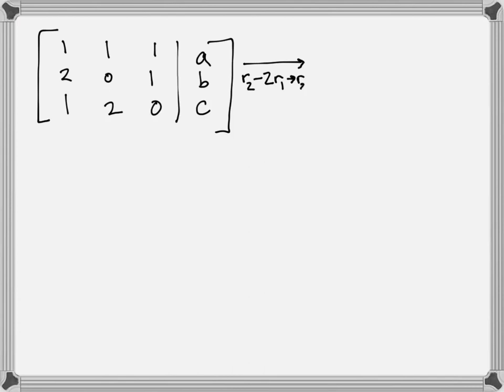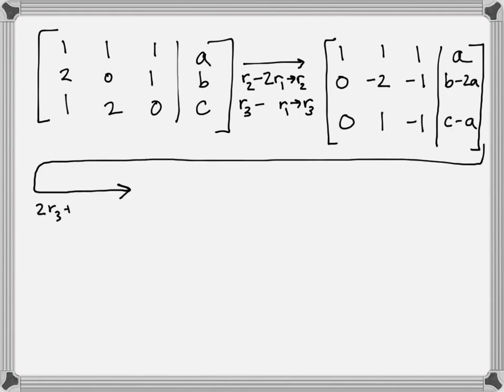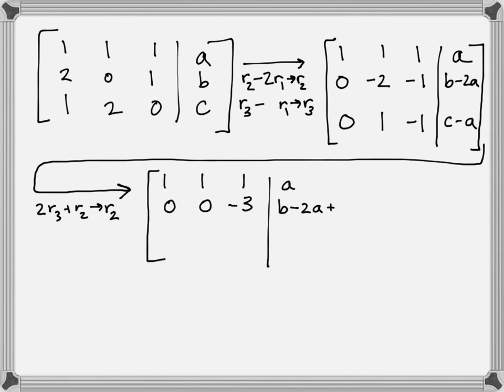I'm going to take row 2 minus 2 row 1 to row 2, and row 3 minus row 1 to row 3. So I'm getting rid of the initial entries in those two rows. When I do that, the first row stays the same, and I zero out the first entries. And I need to remember to do this to my ABC vectors, or vector on the other side as well.